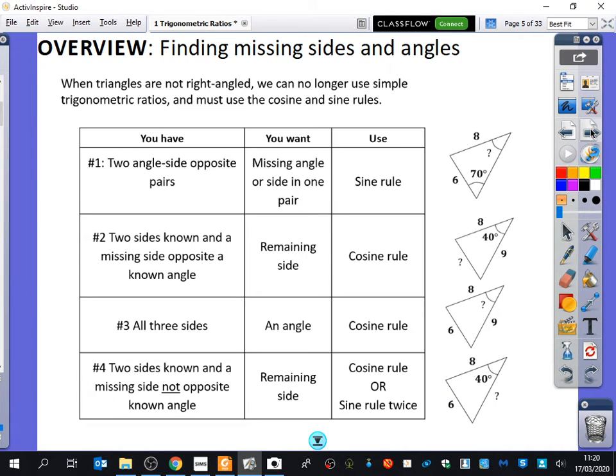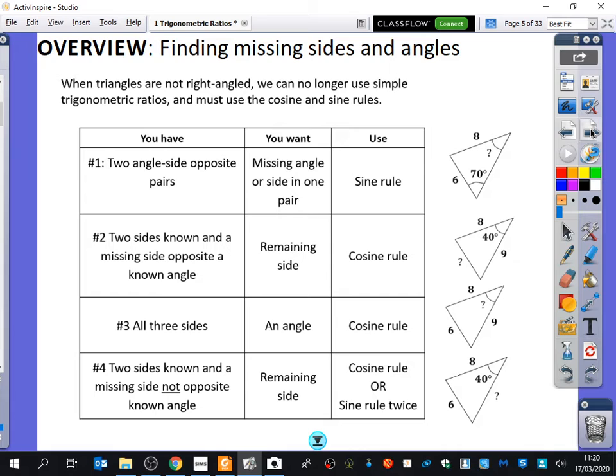We're going to have a look at finding missing sides and angles in any kind of triangle. Now I've got this page for you here, but also if you just go to the very back page of your booklet, you'll find that you've got it there as well. So if you're ever doing any questions and you want to be able to refer to this kind of diagram, then this is quite a useful thing for us to be able to use. So this is the overview.